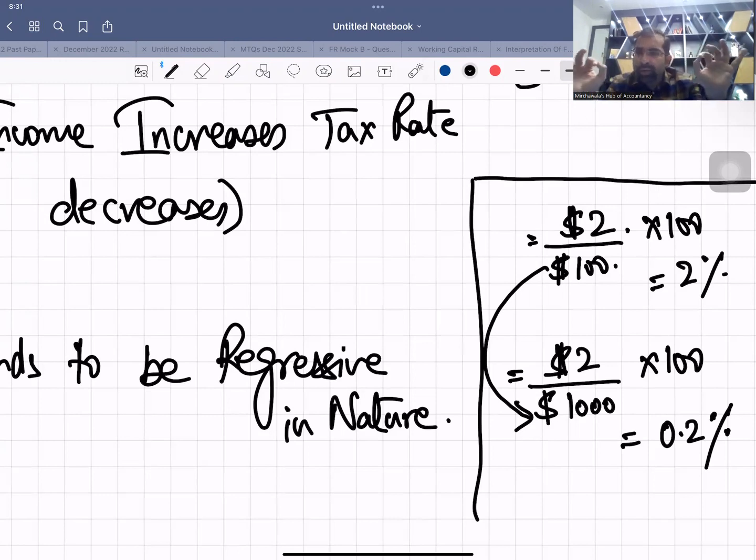That's why in good countries they don't apply indirect taxes on necessities. Think over it, because necessities are consumed by poor people as well. It's better to apply indirect taxes on luxuries, because luxuries are used by rich people. But on necessities, the country should not apply indirect taxes, because necessities are used by poor people. And what do you mean by regressive? As your income increases, your tax rate goes down.